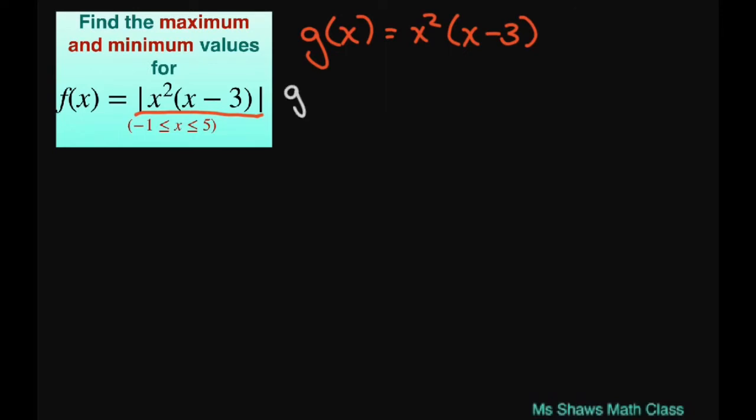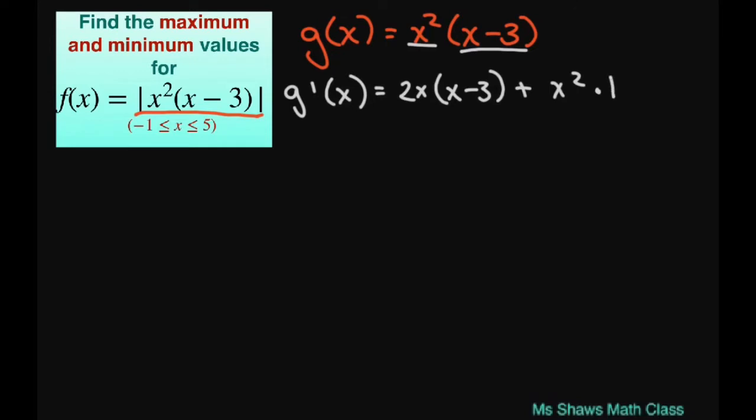Using the product rule, differentiate the first term. That's going to be 2x times x minus 3 plus x squared times the derivative of the second part, and that's going to be times 1. So it's going to be 2x squared minus 6x plus x squared. That simplifies to 3x squared minus 6x.